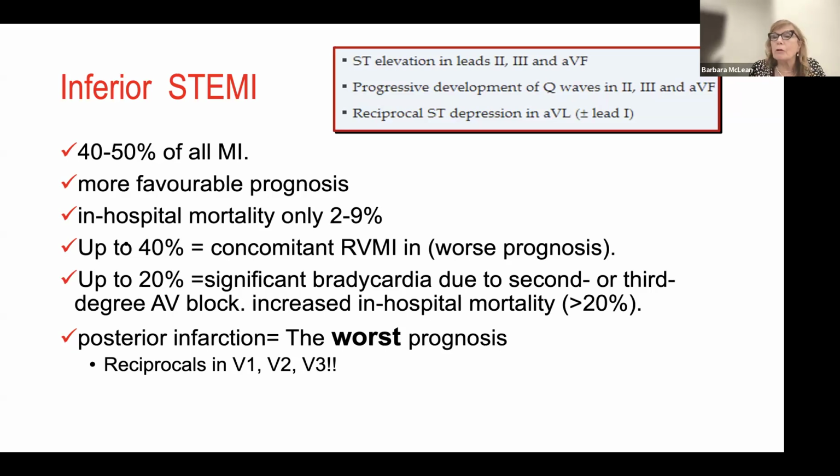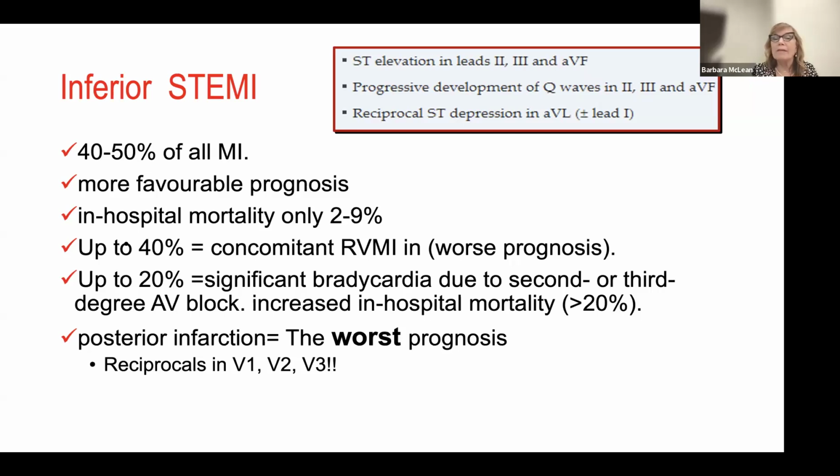Up to 20% of those patients have a significant bradycardia because the AV node is supplied by the RCA, 90% supplied by the RCA. So you can have a very significant block from Mobitz type 2 to complete heart block. And again, that's going to increase your hospital mortality. But by the way, my friend, if you have an inferior MI with posterior involvement, that is the worst possible prognosis of just about any MI, certainly of the inferior groups.